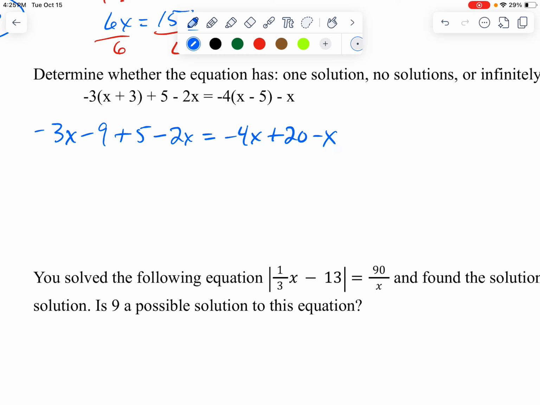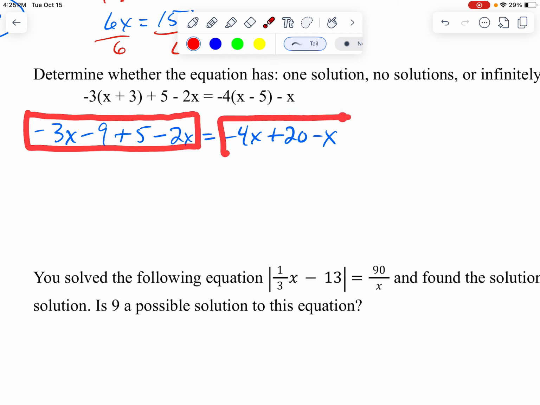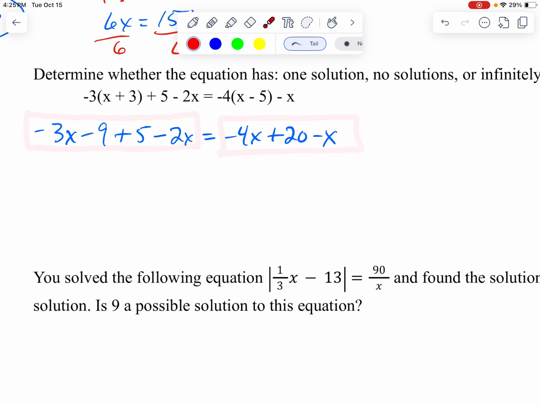And I have a whole lot of combining like terms. Remember, that only works when it's on the same side of the equation. So I can combine stuff over here and I can combine stuff over here. Anything with an x value, I can combine. And then anything with numbers, I can combine. So I've got negative 3x and negative 2x. That makes negative 5x. I've got a negative 5 and a negative 9 and a positive 5. That makes negative 4. On the right side, I've got negative 5x plus 20.